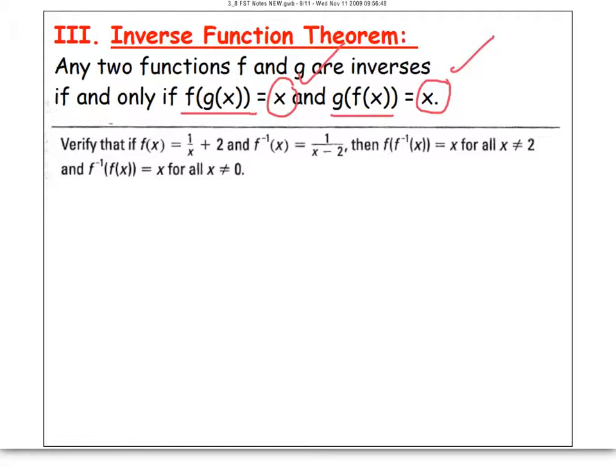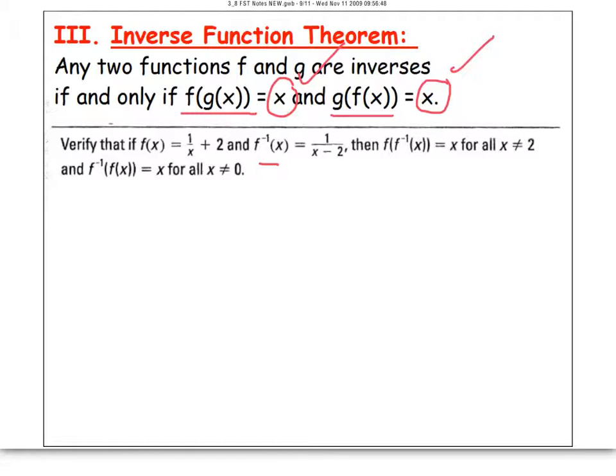Now be careful. If they both equal something like 3x and 3x, that's not the same. It has to be x and x exactly. So let's walk through this one. Notice this notation. They're using f of x and f negative 1 of x. That just means inverse. If you prefer to write that as g of x, you could, but that's all that is.